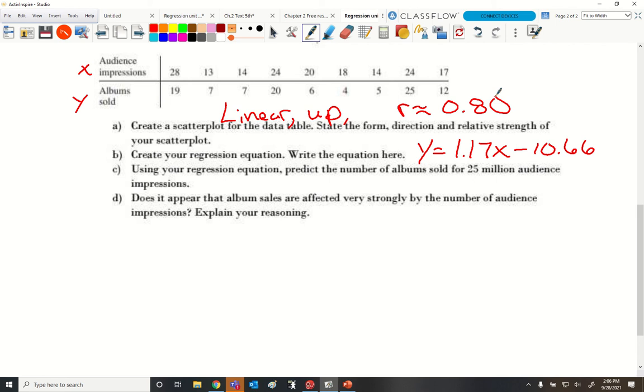So we said impressions is which value? It's my X value, right? Yes. So what am I going to replace my X value with? 25. Because all these are in millions anyway. So I'm going to replace the X with 25. So let's plug that into my equation here. Y equals 1.17 parentheses 25 close minus 10.66.